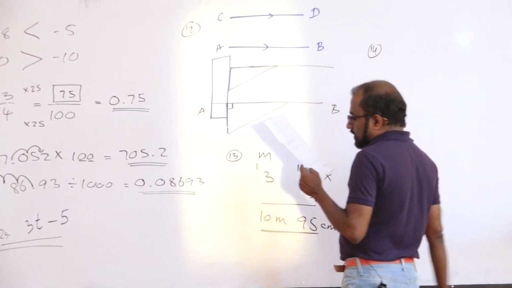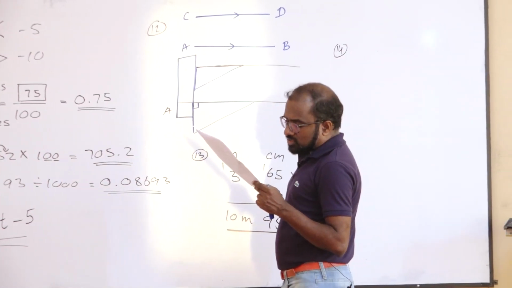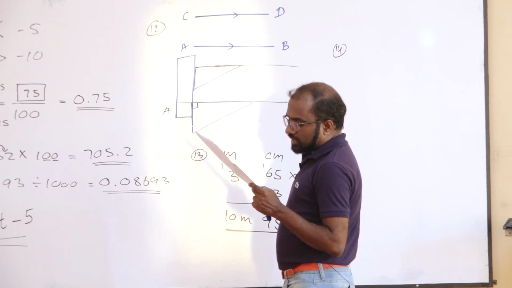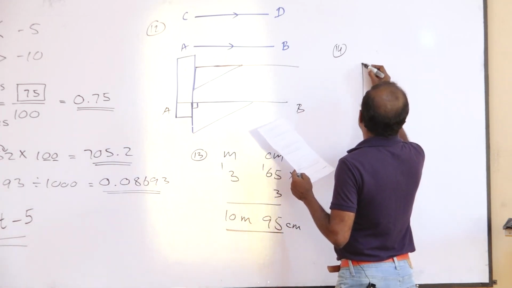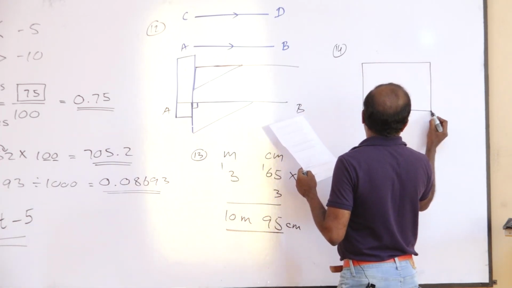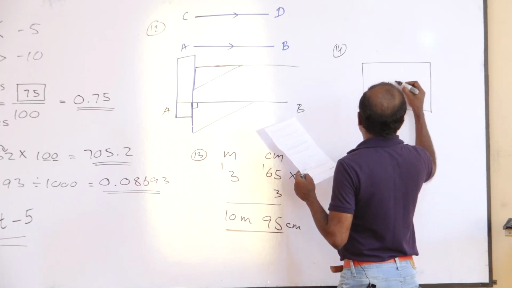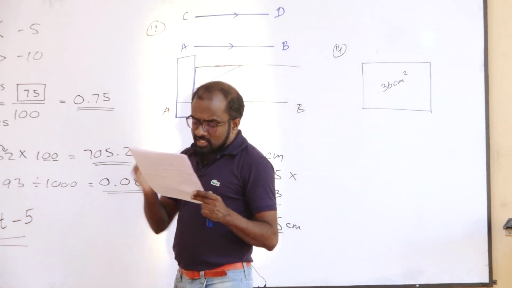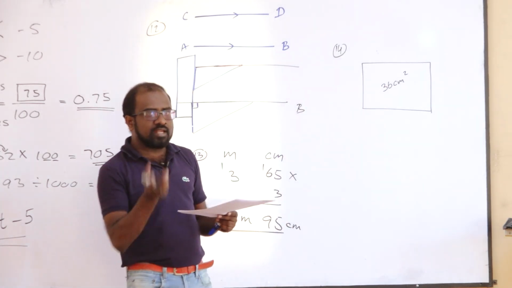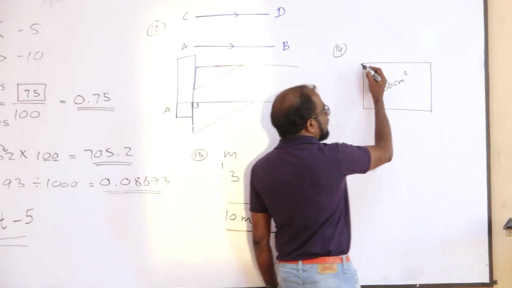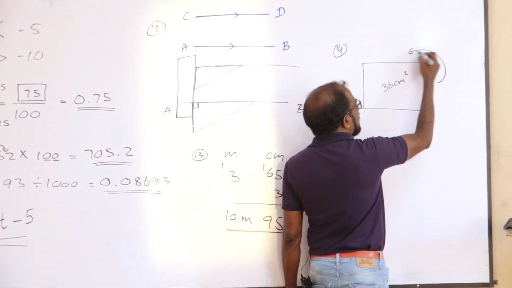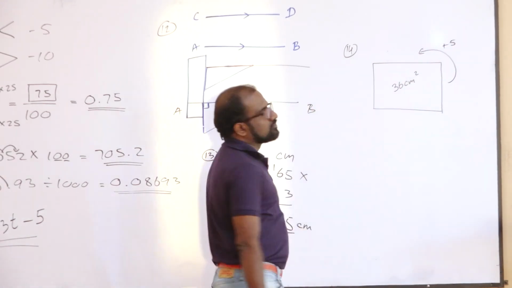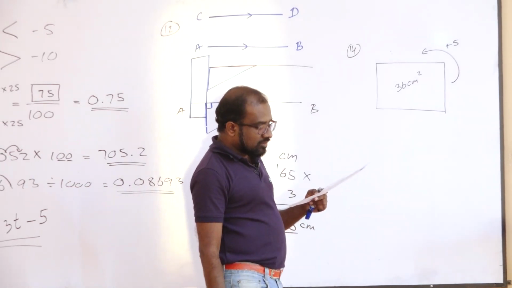14th one. What was it again? The area of a rectangle is 36 square centimeters. Right? You have to think a little and work this out. The area of this rectangle is 36 square centimeters. Understand well. Its length is 5 centimeters more than its breadth. Its length is 5 centimeters greater than this side. We are asked for the length and breadth.